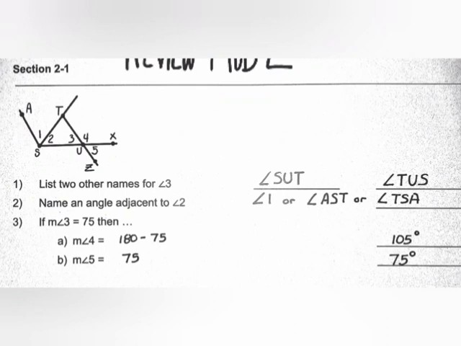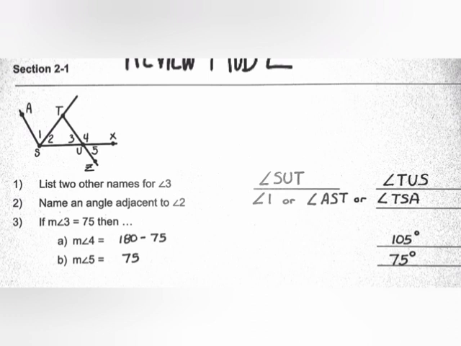Problem number 1, we're supposed to list two other names for angle 3. So we look for angle 3 on the graph, and that is SUT. So one of the angles is angle SUT. Also, it will work backwards, angle TUS.